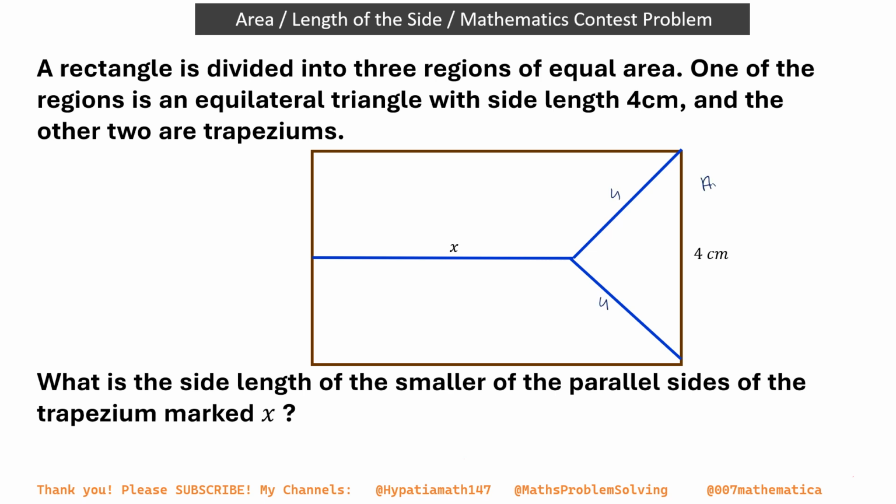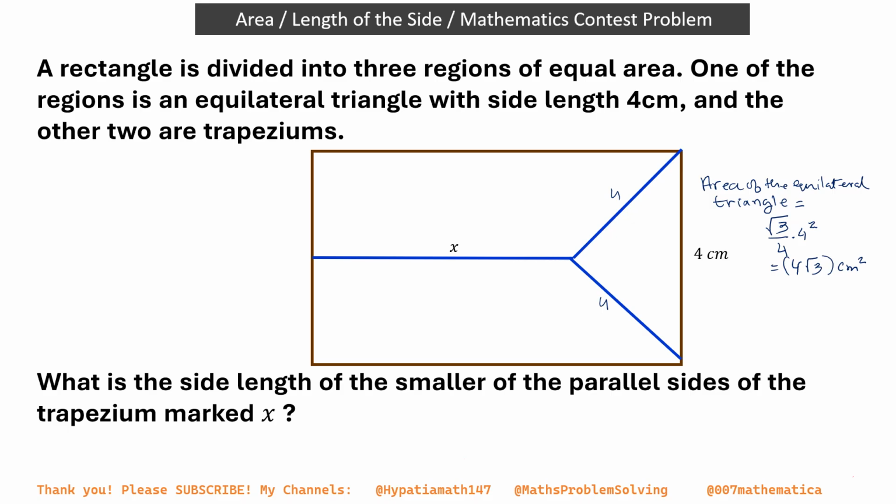So we can say the area of the equilateral triangle would be equal to, you use the formula root 3 over 4 times side squared. In this case the side is 4, so that is equal to 4 root 3 centimeters squared. So that is the area of the equilateral triangle.